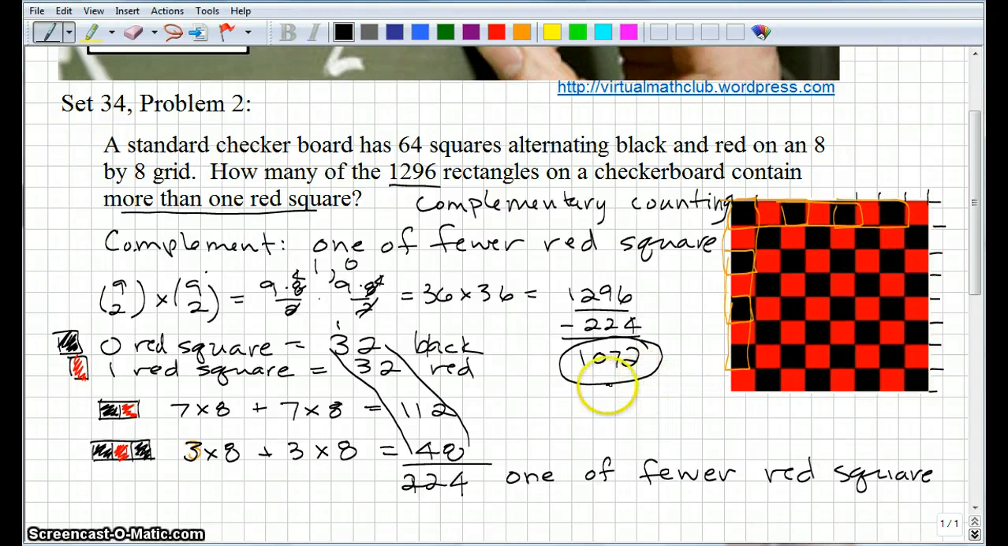So that's why we call it the complement. They complete each other. Those two cases complete each other. The thing we're looking for and the complement complete each other. So if we subtract the complement from the whole, we get what we're looking for. So that's the whole idea behind complementary counting, and it's sometimes easier to count the complement. It would be hard work to count all of the ones with two all the way up to 32 red squares. So counting the complement in this case is easier, and it gives us an answer of 1072.